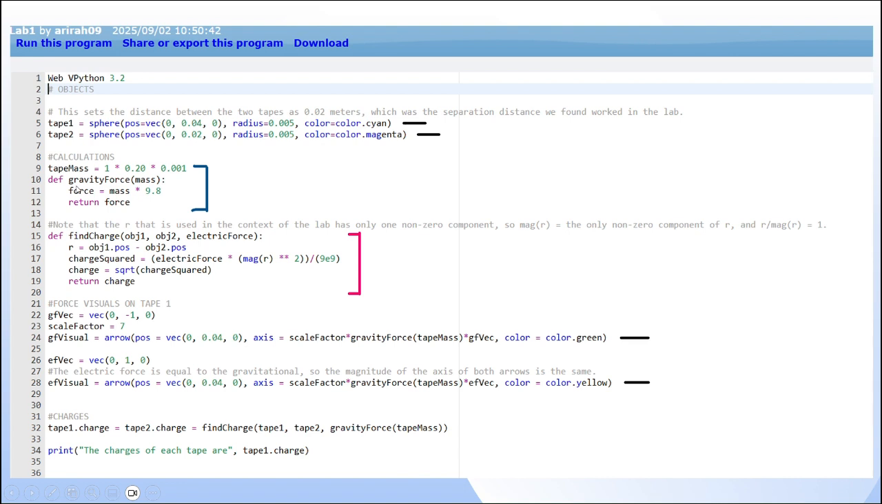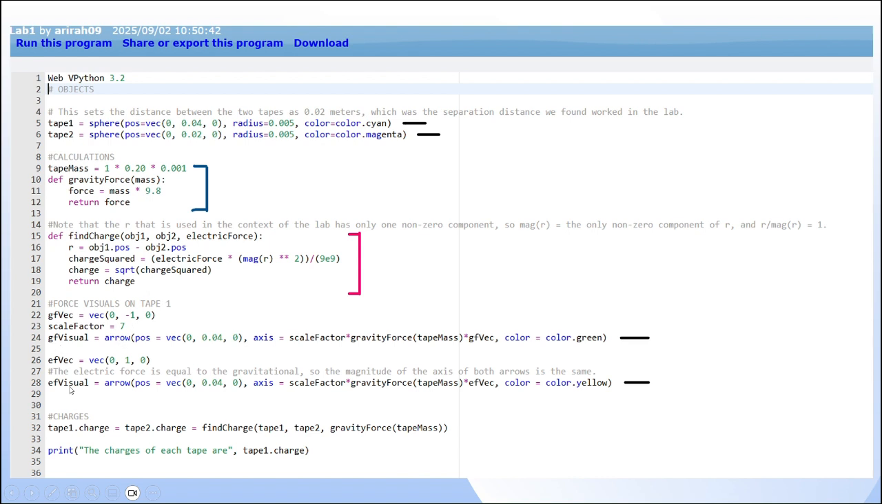Then I define a function, gravity force, which takes in the mass and returns the force due to gravity. And then I use the find charge function to take in two objects and the electric force between them, assuming that the charges on each object are equal. I find the distance between the two objects, and then I solve for the charge squared. So I take that electric force, multiply by the distance squared, and divide by k. So I'm just solving for charge based on the formula I showed you earlier, and then I square root that charge squared variable to get the charge.